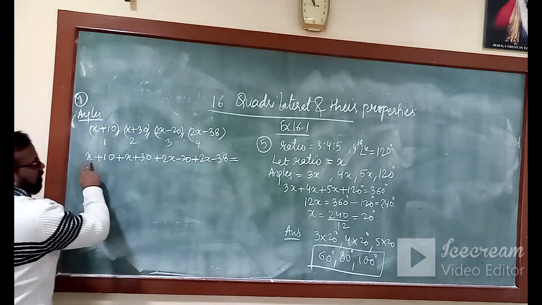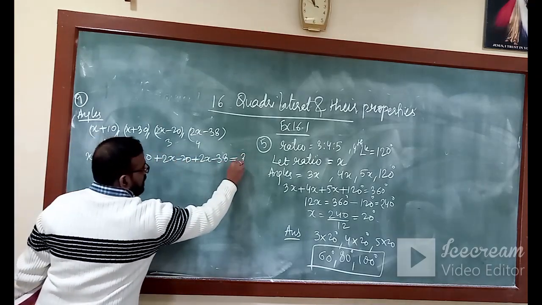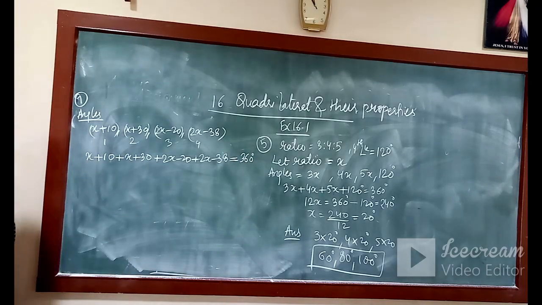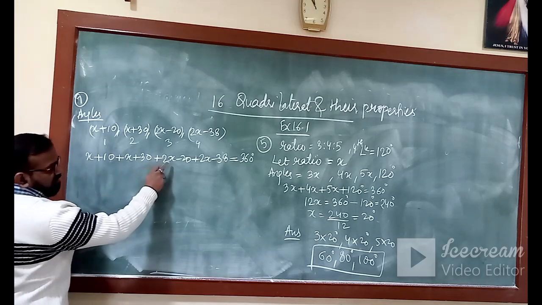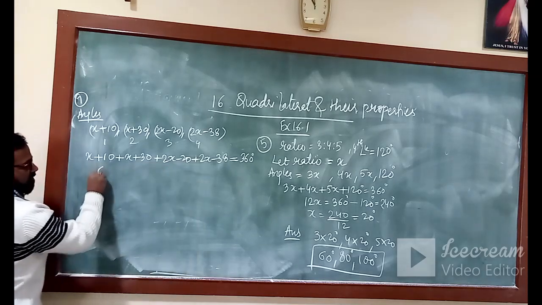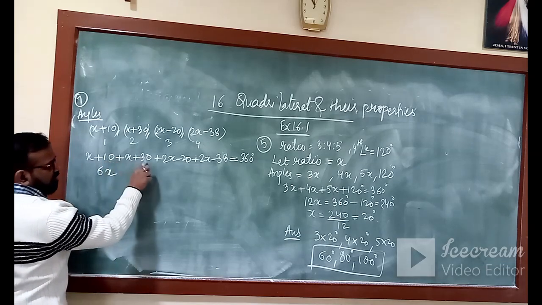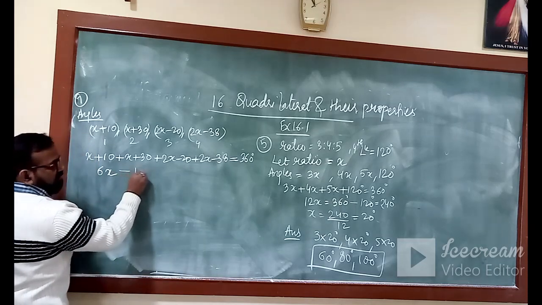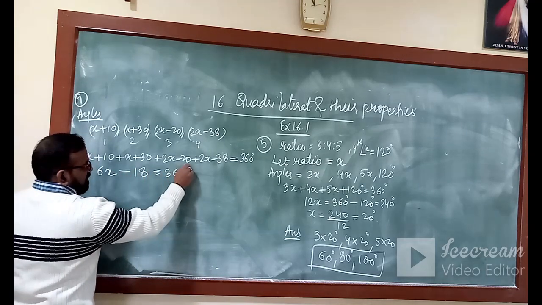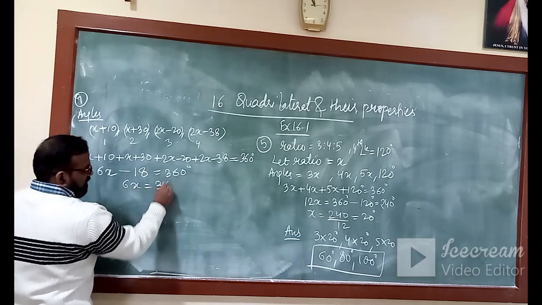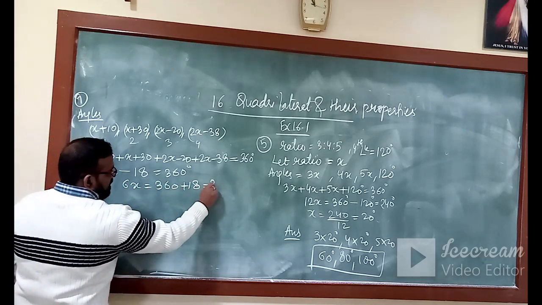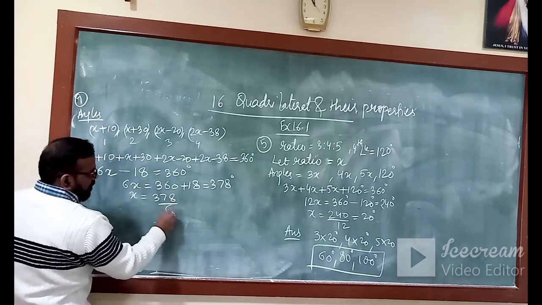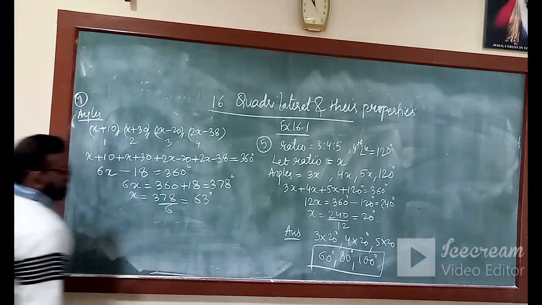And we know that the sum of all four angles is always equal to 360 degrees. So it becomes a familiar linear equation now. x plus x, 2x plus 2x, 4x plus 2x will give you 6x. 10 plus 30 is 40. 40 minus 20 is 20. 20 minus 38 will give you minus 18, equal to 360 degrees. So 6x is 360 plus 18, that is 378 degrees. So what is x? 378 upon 6, that is 63 degrees.